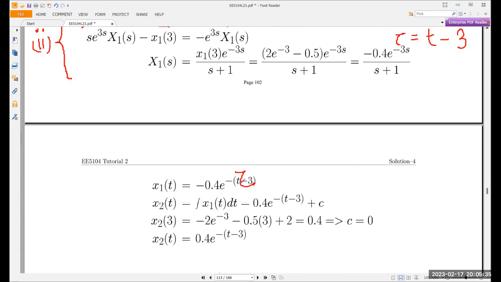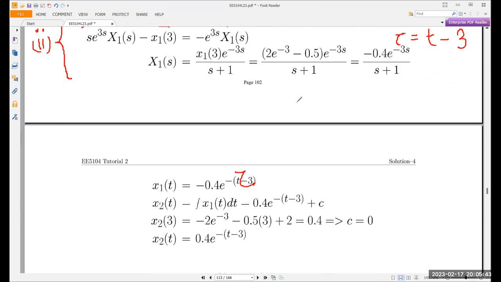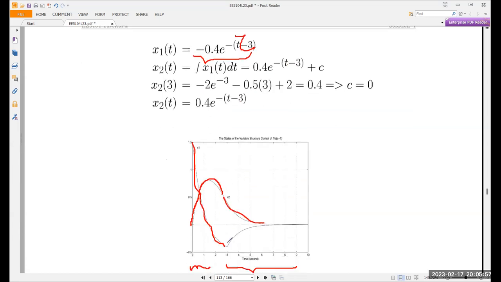So then same thing, x2 dot is x1. So you want to find x2, you integrate x1. So you take this, integrate this. So you stick this inside. You will get this, find the integration constant is 0. So x2 is this. So let t equal 3, 4, 5, 6, you will get this.